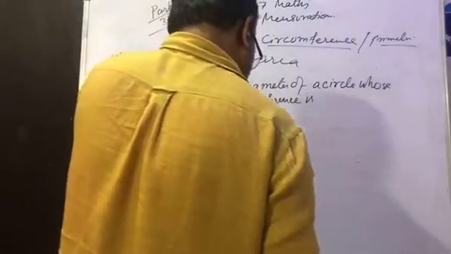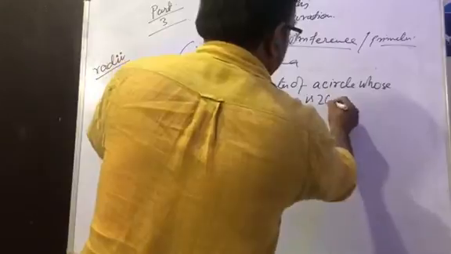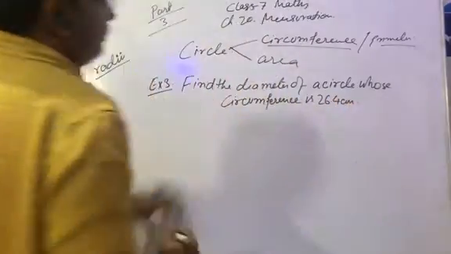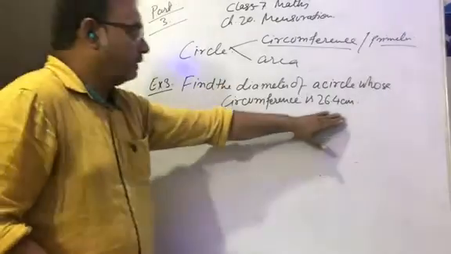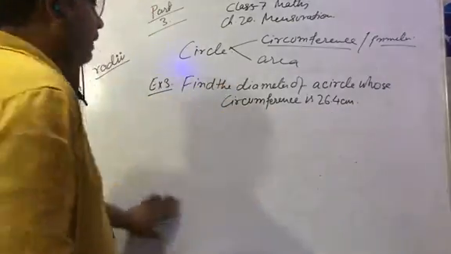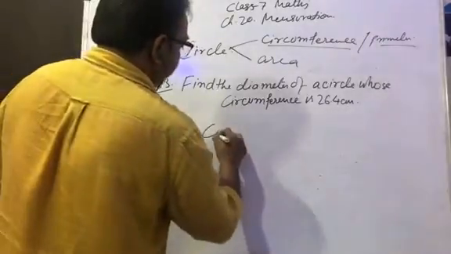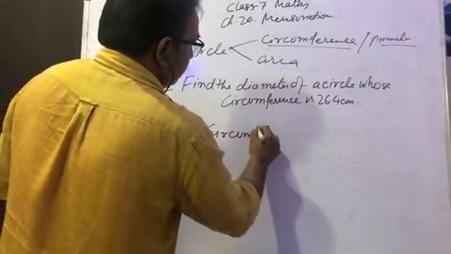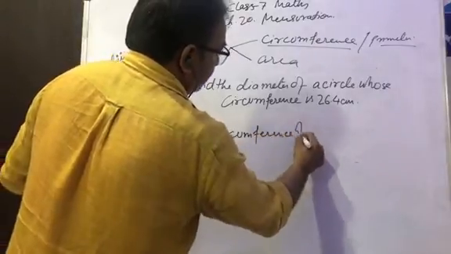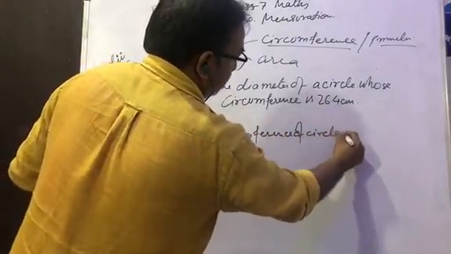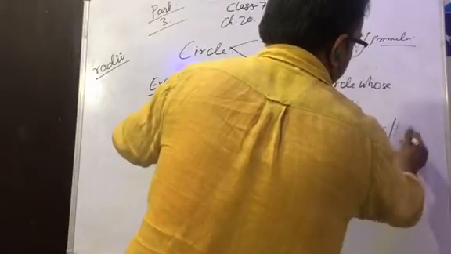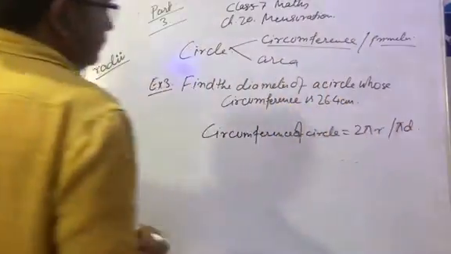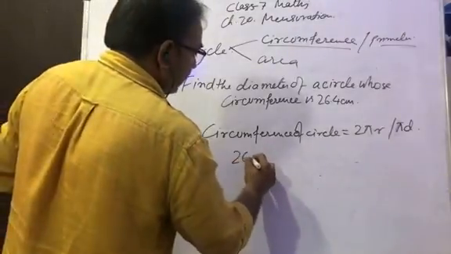Circumference is 26.4 centimeter. The question is, find the diameter of a circle whose circumference is 26.4 centimeter. So you can use either formula: circumference of circle is equal to 2 pi r, or you can use pi d also. So the circumference is 26.4.